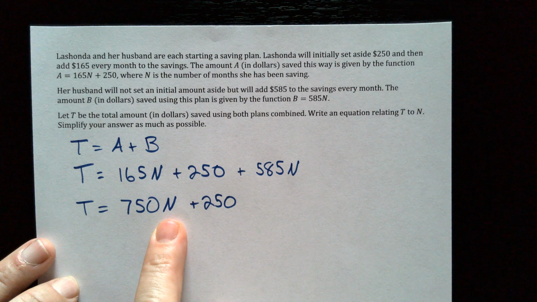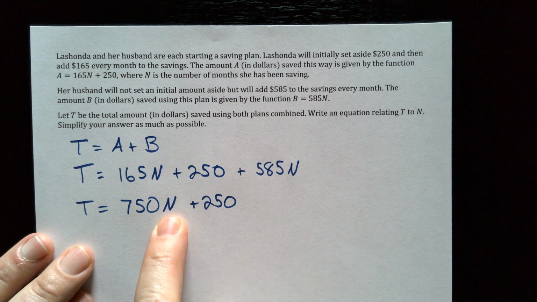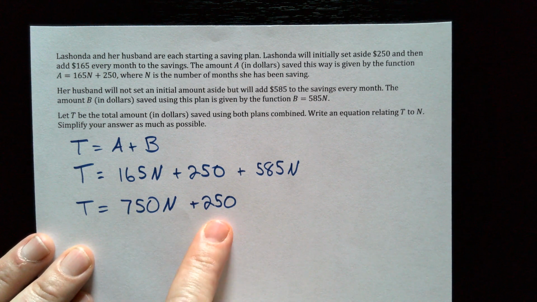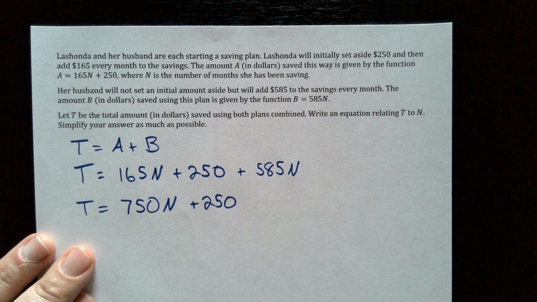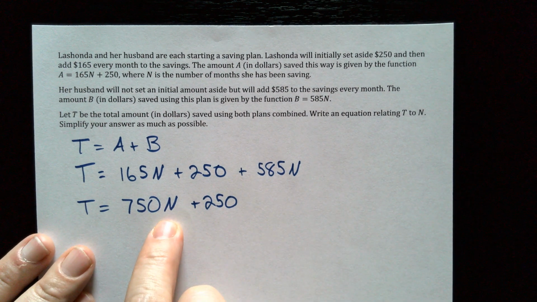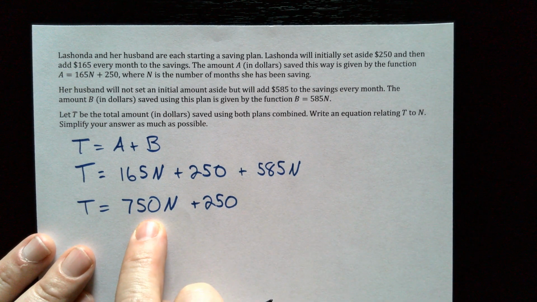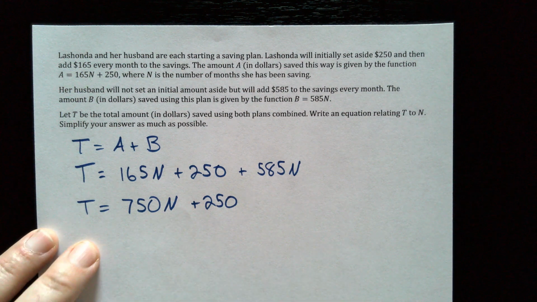So if you want to know how much is saved after 1 month, you'd put a 1 here, and it'd be 750 plus 250, which would be 1,000. And then every month you'd be adding another 750 onto that. And that's it.